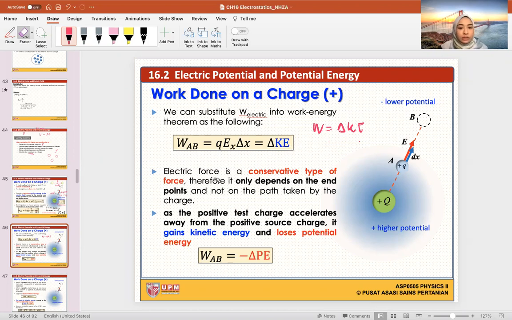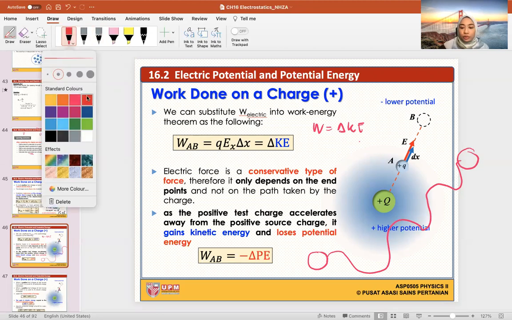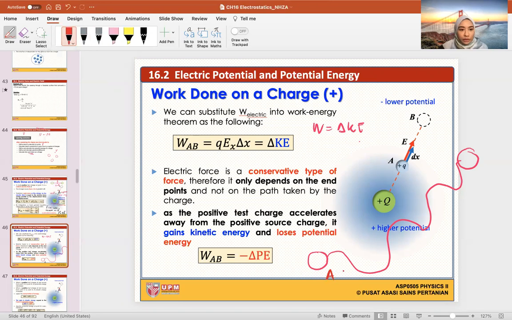Electric force is a conservative type of force. Therefore, it only depends on the endpoints. That means if I have a charge and I move my charge along some path and it ends up over here, I am only interested to know the coordinate of point A and the coordinate of point B. I don't care about the path. I don't care if it had to travel a longer distance. I don't care if it had to travel a shorter distance.